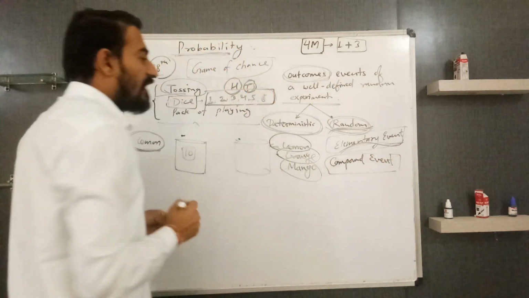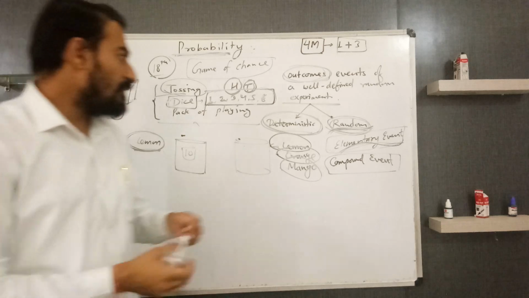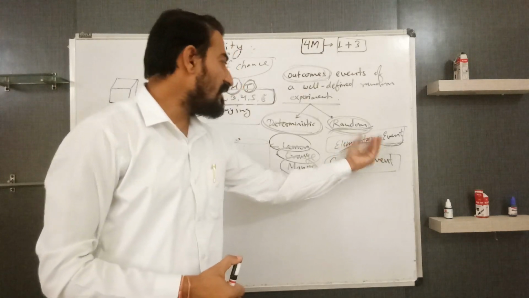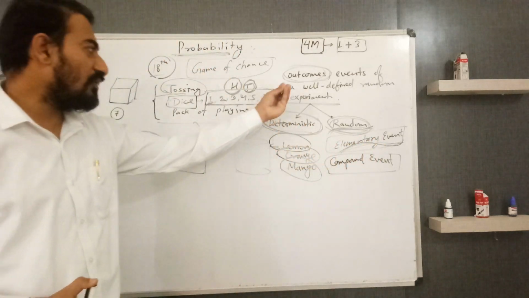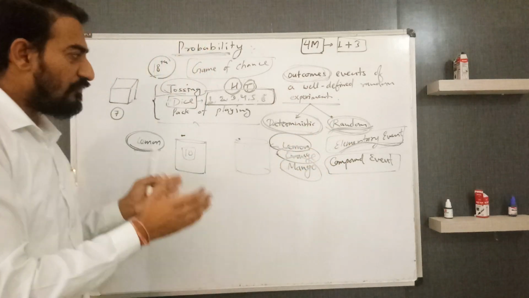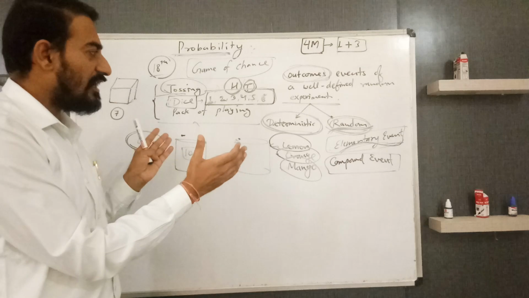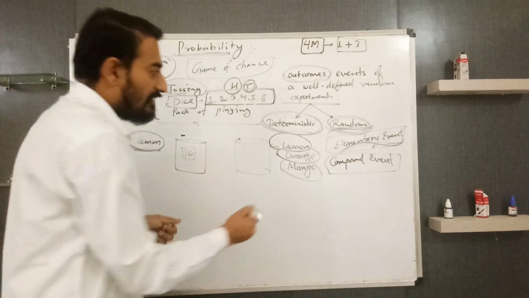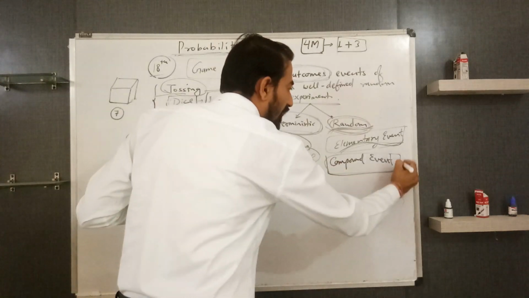So by its name you can understand, if these elementary events, meaning 2 or more than 2 elementary events are combined, if we take 2 or more than 2 elementary events together, then they form a compound event.